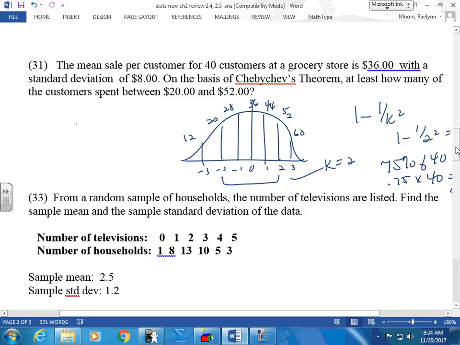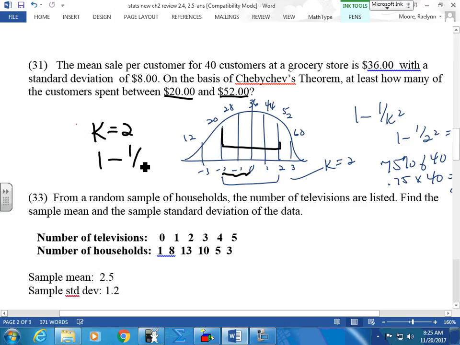What you have to do, and it's not hard, and I'm going to give you the formula for that too, but the first thing you have to do is lay it out like it's a normal curve. And you have to find how many standard deviations above the mean or below the mean does this thing fall. So I lay this all out, 36, I keep adding 8. How many of them spend between 20 and 52? Between 20 and 52, what's my standard deviation away from the mean? 2. So therefore, K is 2. That's all you have to figure out. The rest goes into your formula.